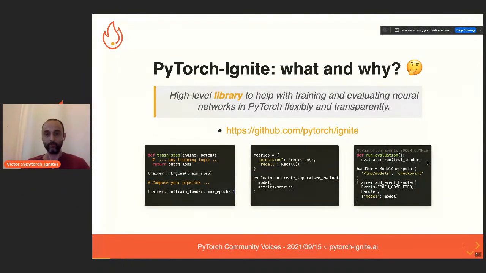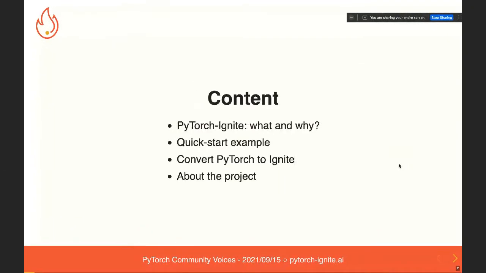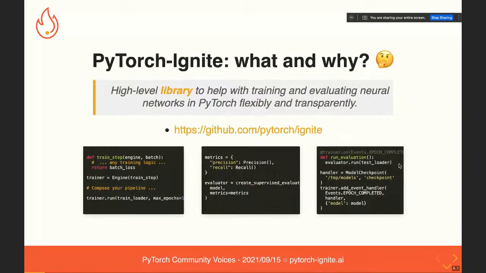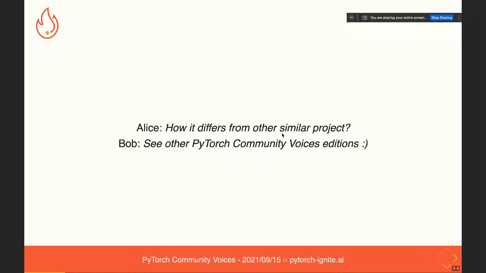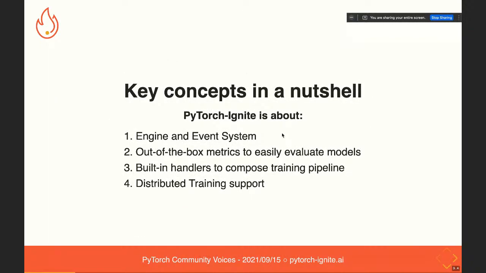Thanks for that. So, PyTorch-Ignite, the high-level library, you can find it on GitHub, PyTorch, at this URL. I was speaking about why it's unique. Right, there is a delay. Anyway, how it differs and the key concepts.